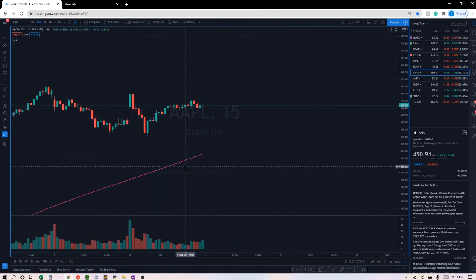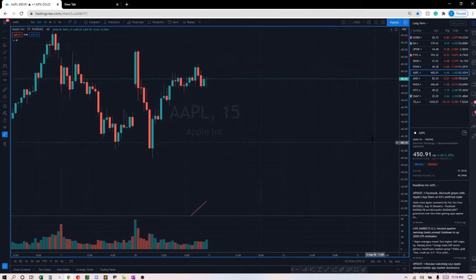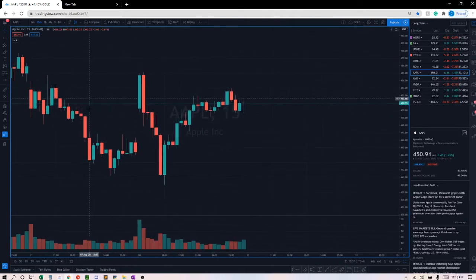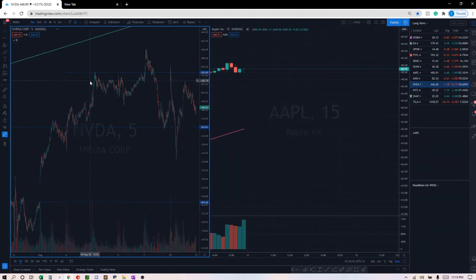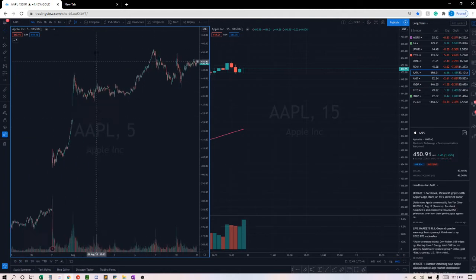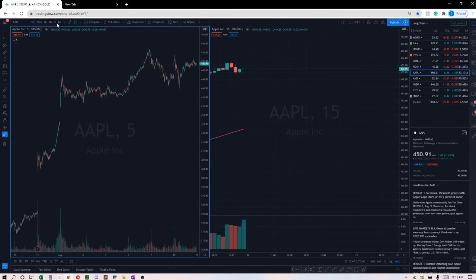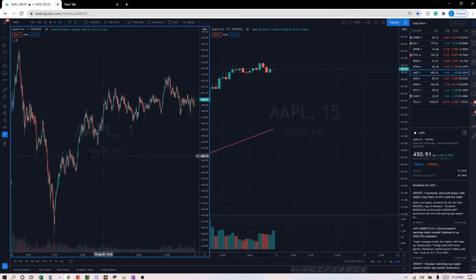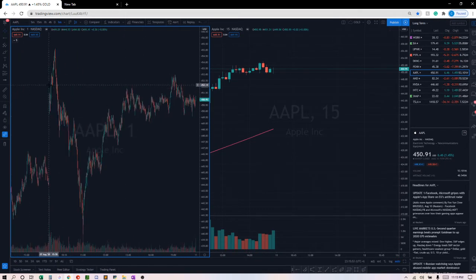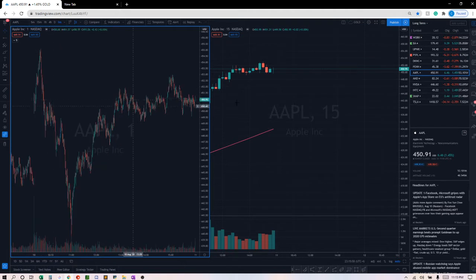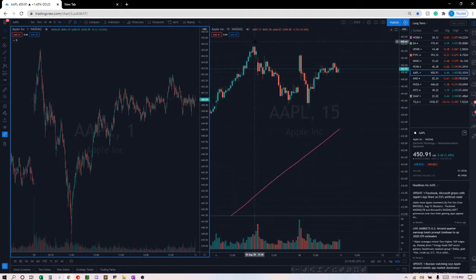Here's open. So yeah, we're zoomed out. Let me get this to Apple, put this on the 1 minute chart, and we'll see where open is. So on August 10th, it opens right around here, and we can see we have 9:30 right around here.